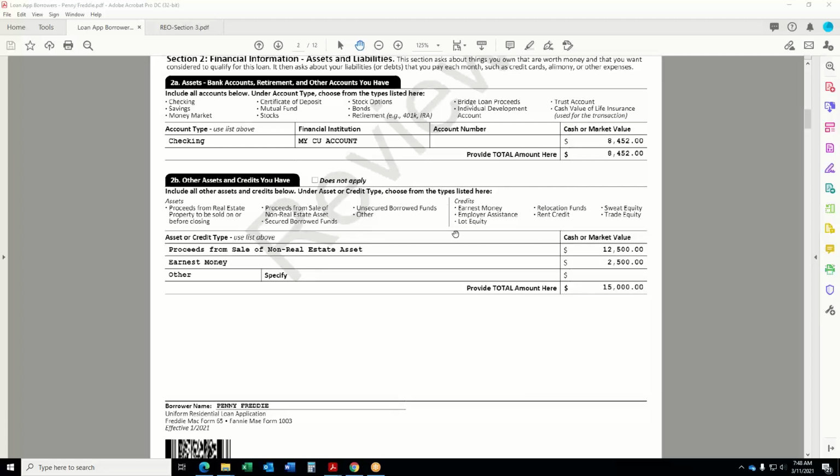Credits, this section of the application is going to collect your earnest money deposit, rent credits, and your sweat and trade equities. Again, it's just going to list out the type in this section and put the estimated value on the right-hand side.